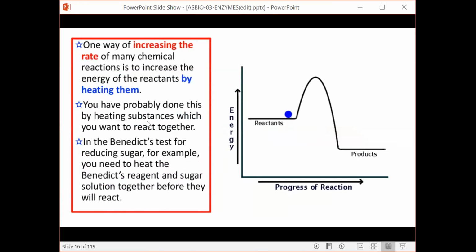Previous slide. In this, ma'am, Benedict's test is a test done for detecting the presence or absence of reducing sugar within the given sample. So when we heat it, the temperature is there. The reactants in it get the energy to react, and as a result, a color change occurs. So basically, in this case, you need to heat the reagents so that they can react with it.